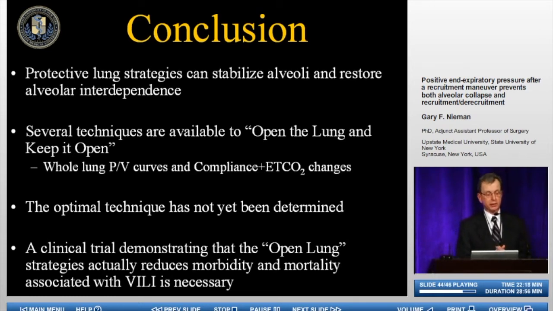So, to conclude, we demonstrated that protective lung strategies can stabilize alveoli and reduce alveolar interdependence. There are several techniques out there that you can use to open the lung and keep it open, including things that we've tested and at least shown successful in the laboratory. Our use of the whole lung pressure volume curve, in particular when you set PEEPs on the expiratory limb of that curve, and also compliance and end-tidal CO2 changes.